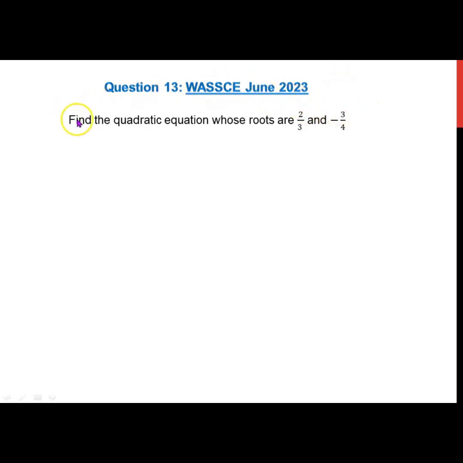The question says, find the quadratic equation whose roots are 2/3 and minus 4. Now, what is a quadratic equation all about? It is the process of solving a quadratic equation, before you can solve this question. Let's proceed and solve it together. You have the solution here.